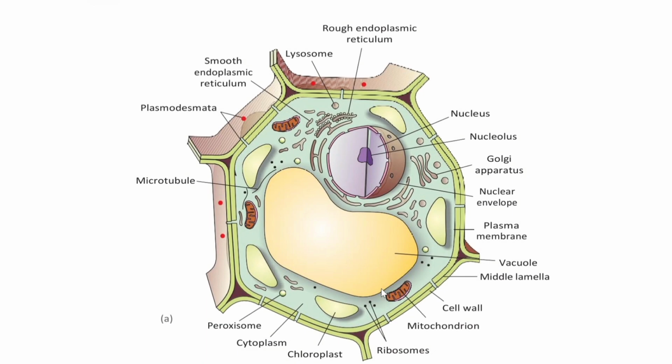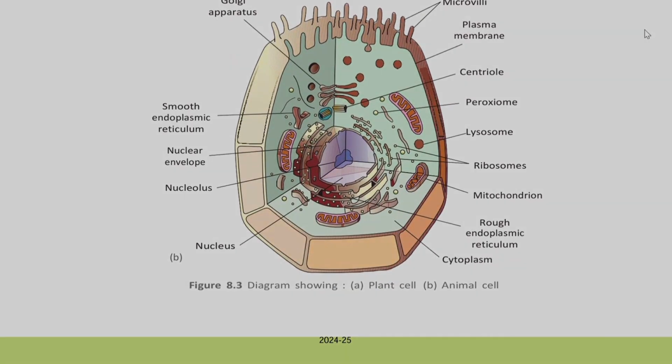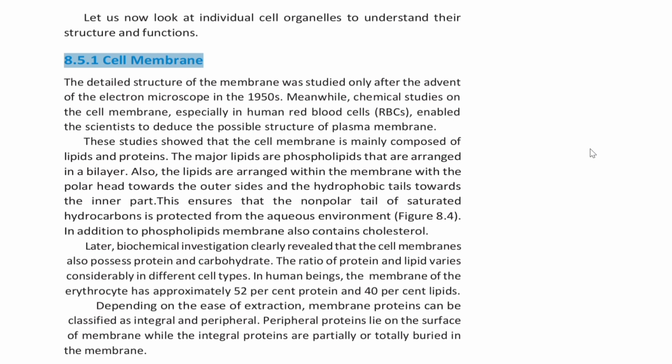Figure 8.3 shows plant cell and animal cell. 8.5.1 Cell membrane. The detailed structure of membrane was studied only after the advent of electron microscope in the 1950s. Meanwhile, chemical studies on the cell membrane, especially in human red blood cells, that is RBCs, enabled the scientists to deduce the possible structure of plasma membrane.